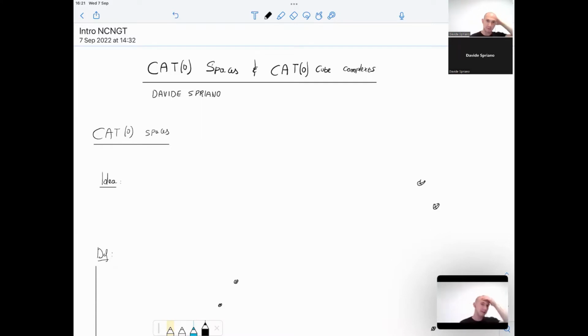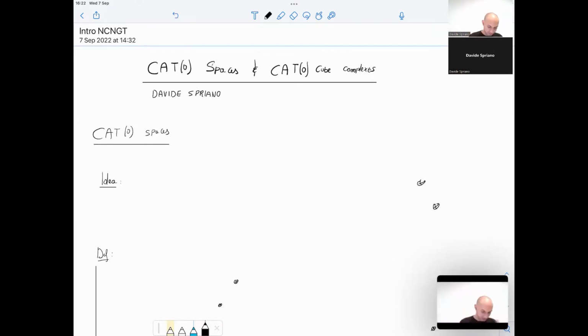This is going to be about CAT(0) spaces and CAT(0) cube complexes. What I'm going to talk about are the definitions of those two classes. And then at the end, I'm going to talk about something called the contact graph and some generalization by Anthony Genevois, which will be the background for the research part of the talk. So if you know what a CAT(0) space or a CAT(0) cube complex is, just skip this part and go to the next one.